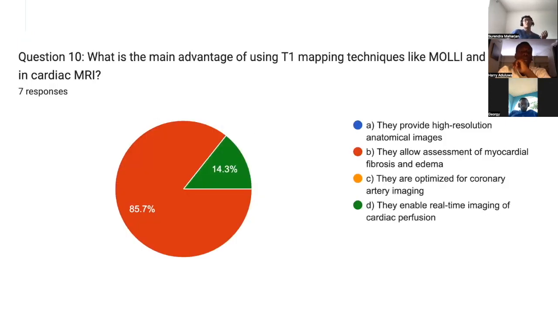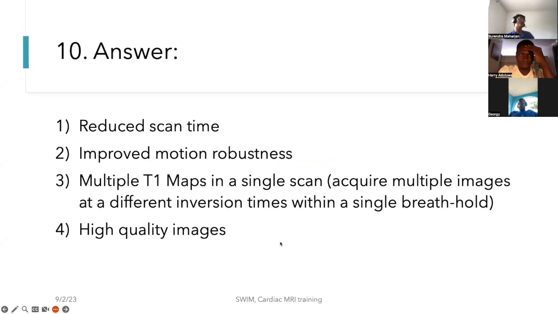What is the main advantage of using T1 mapping techniques like MOLLI and SS MOLLI in cardiac MRI? They allow assessment of myocardial fibrosis and edema because we use double inversion recovery pulse sequence, which is the black blood imaging that is the standard for cardiac MRI. But since this is more advanced than black blood contrast imaging, this gives more sensitivity to myocardial fibrosis and edema. It reduces the scan time, the MOLLI and SS MOLLI.